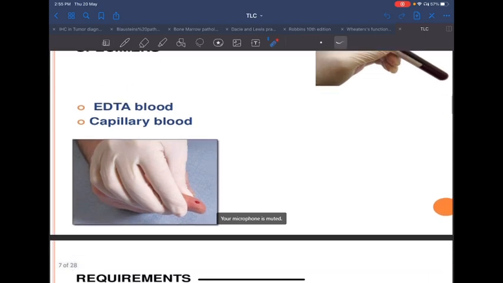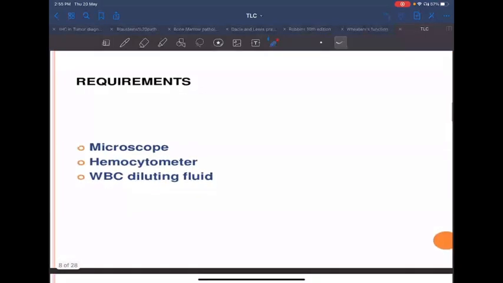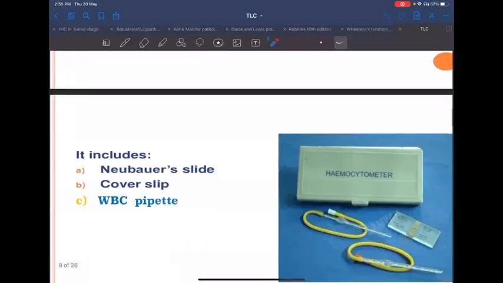And what all do we require? We require a microscope, hemocytometer, WBC diluting fluid, and we also require a Neubauer slide, cover slip, and a WBC pipette. So this is a Neubauer's chamber, as you must all be aware. This is a WBC pipette and this is an RBC pipette.